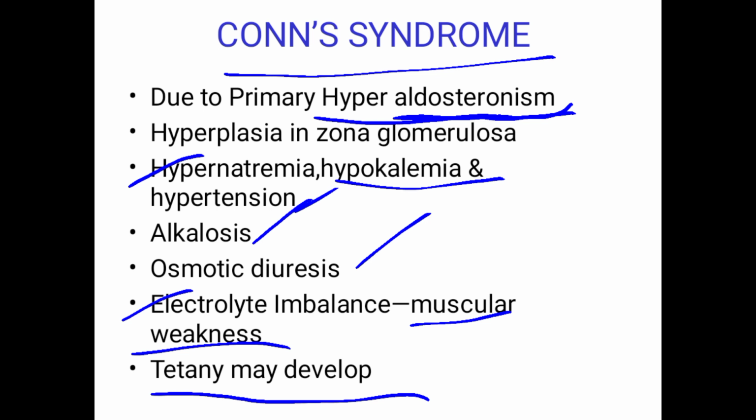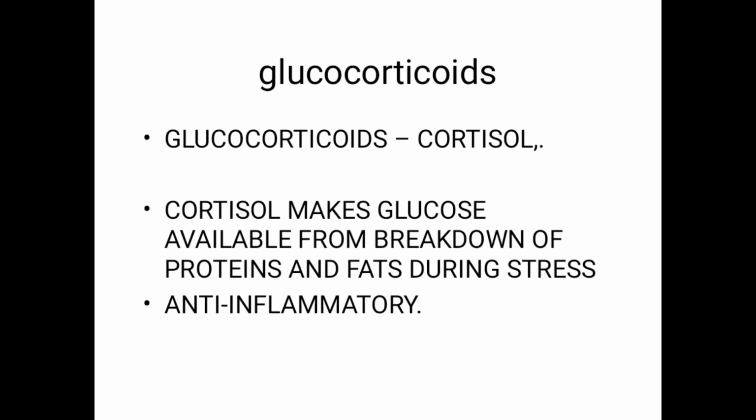So Conn syndrome is an increase in aldosterone secretion, which increases sodium reabsorption and potassium loss, with a decrease in potassium ion, and leads to hypertension. Alkalosis and muscular weakness are the symptoms. That completes the mineralocorticoids. The mineralocorticoid example is aldosterone. Aldosterone's function is mainly the reabsorption of sodium and maintaining the ECF volume in the body.